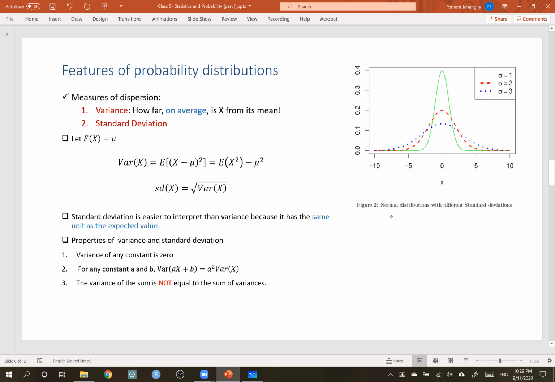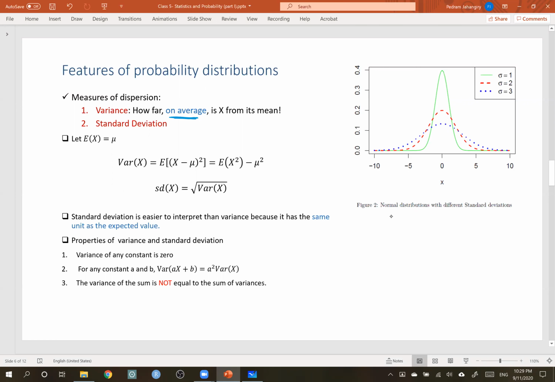So for variance, we say how far on average is x from its mean. So on average, this is key. How far on average is our x random variable from its mean? And the standard deviation is simply the square root of the variance, right? So the standard deviation is easy to get when you know what the variance is.